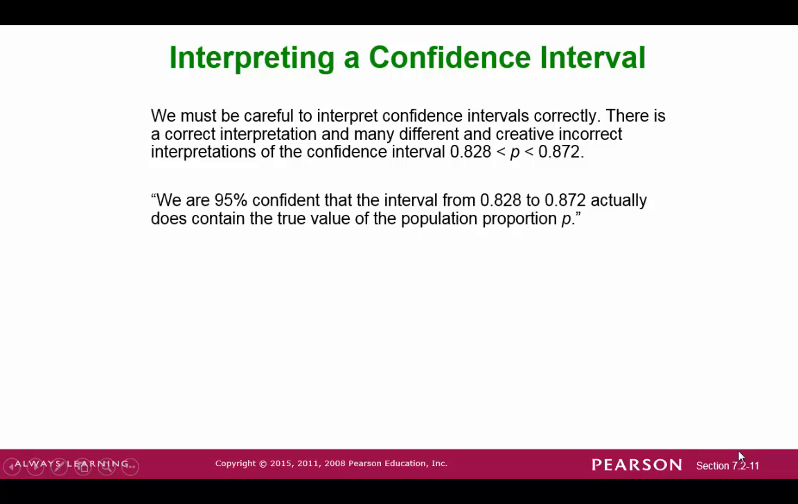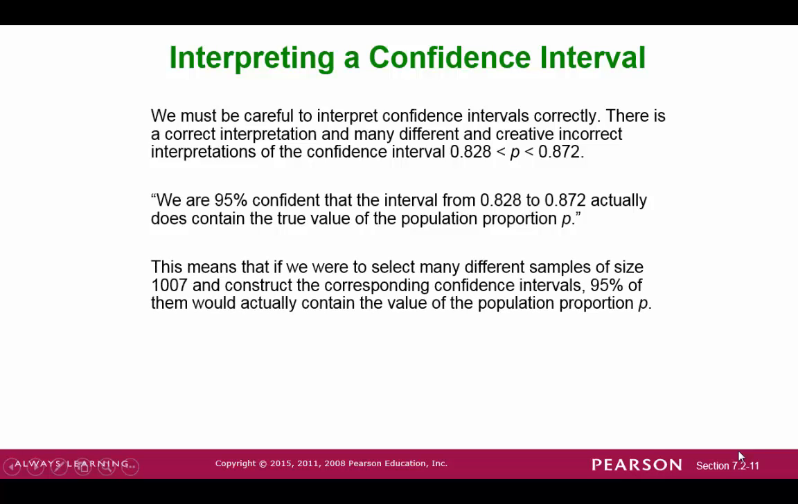So in an example where we have 0.828 less than p less than 0.872, and if we found this confidence interval with a 95% confidence, we would say that we are 95% confident that the interval from 0.828 to 0.872 actually does contain the true value of the population proportion. Now, it's not guaranteed, that's why we say it's 95% confident. So another interpretation for this is that if we select many different samples of the same size, 1007, and we make 95% confidence intervals, then we should get about 95% of them to actually contain the true population proportion.